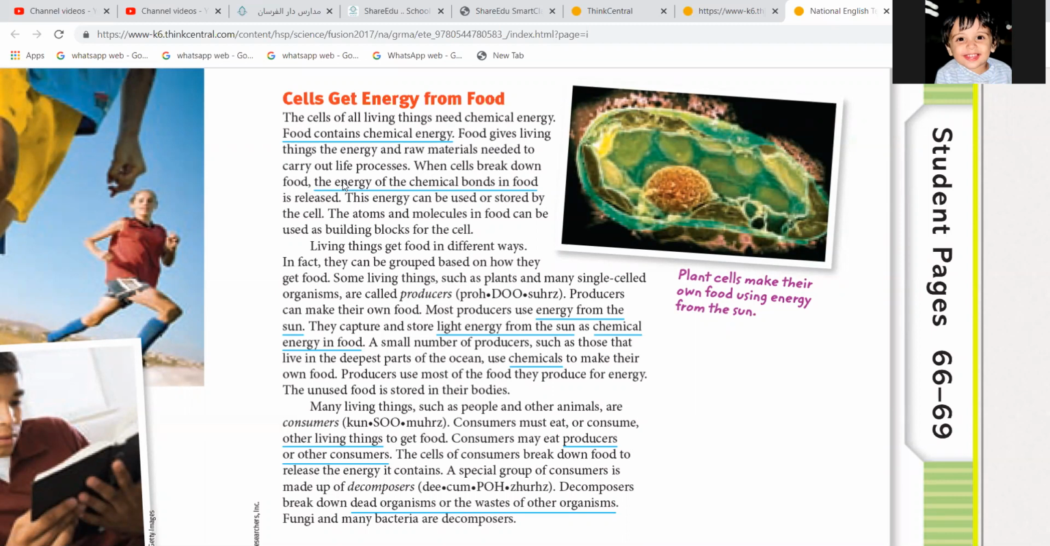The energy. Miss, do we highlight this? Yes, we highlight this. You can highlight what is written. What is highlighted here? You have to highlight.